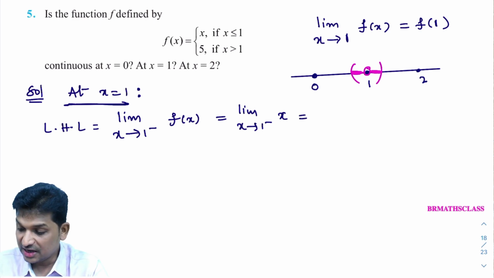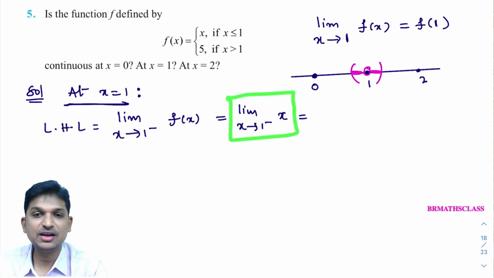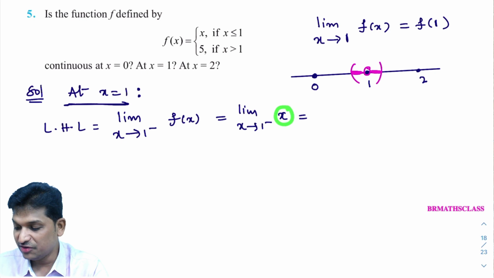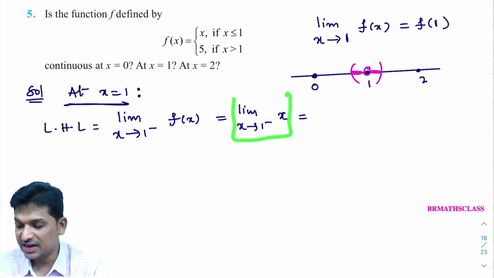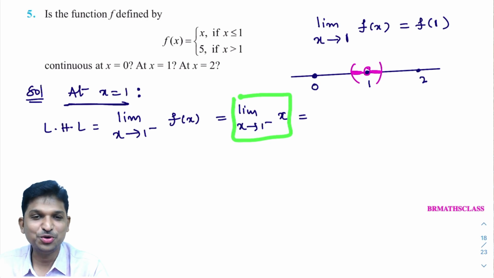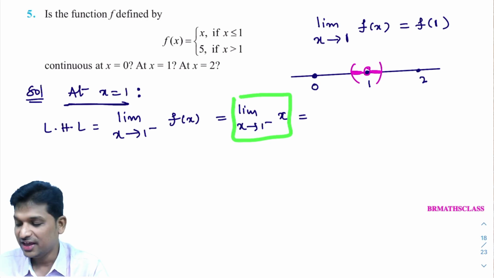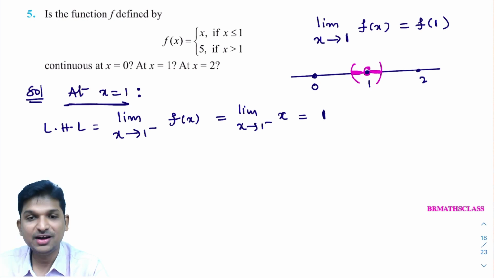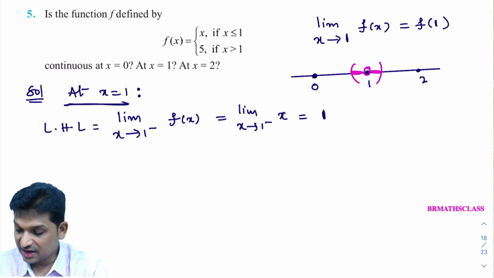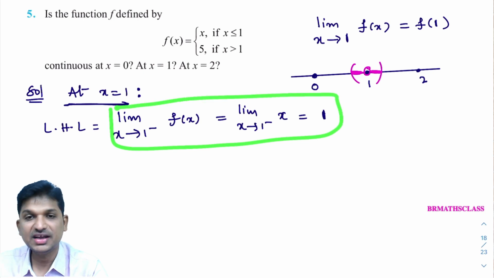Now, I need to calculate this limit. How to calculate the limit? I'll try the direct method. What is the direct method? In the given function, wherever x is there, I'll write 1. All these things, how to calculate this, we learned in the limits chapter. I cannot go back and explain all the things in detail. Put x equal to 1 here. What did you get? Left hand limit, you got it as 1.